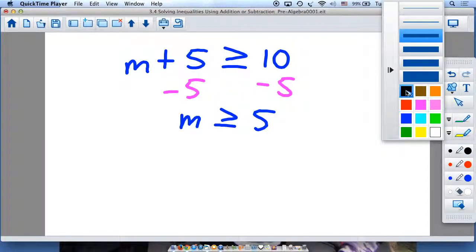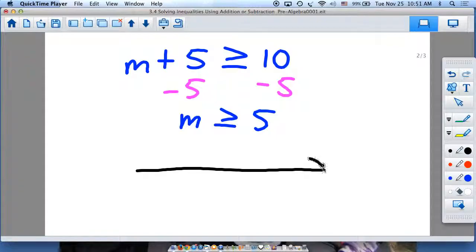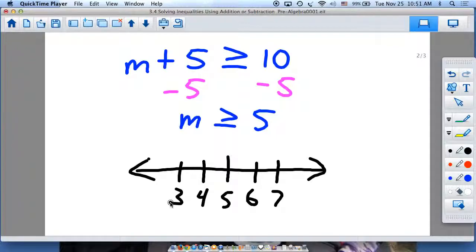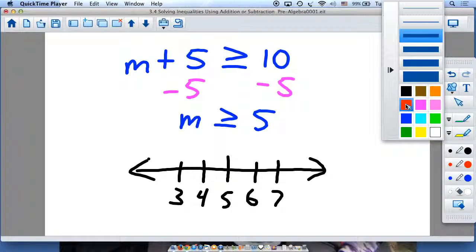So we'll make a number line so we can see what numbers could be m. So we'll put 5 in the center, and I'm going to write 2 numbers to the right and 2 numbers to the left, just like they would look on a number line. And then we're going to graph this. So we have m is greater than or equal to 5. So that means all numbers that are bigger than or equal to 5 could be a solution for this inequality.